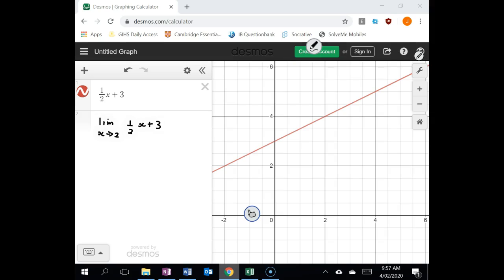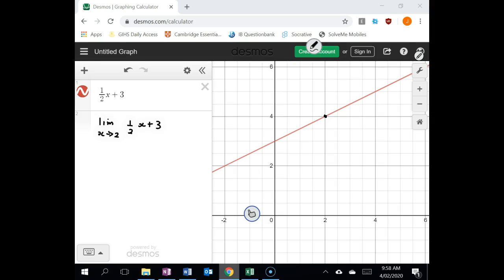And so if I graph this function, a half x plus 3, every y coordinate that lies on this line is the value of a half x plus 3 for a particular value of x. So when x is 2, the value of a half x plus 3 is whatever the y coordinate of this point is, so it's 4. But when I'm thinking about the limit, I'm saying the limit as x goes to 2.